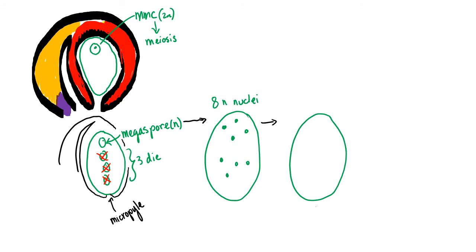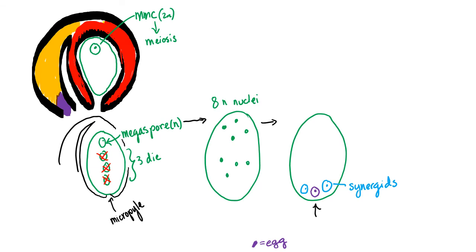And this is still our micropylar end down here. So we'll have the egg cell, and that will be flanked by 2 synergids. They help guide the pollen tube to the egg.